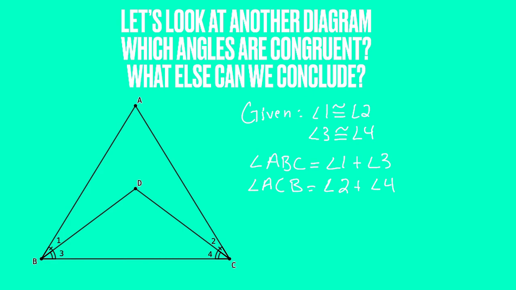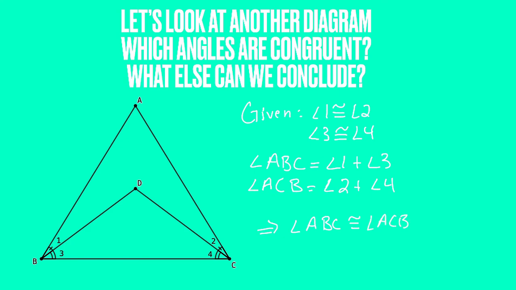Well, interestingly enough, if I look at both of those parts, 1 and 2 are congruent, and 3 and 4 are congruent to each other. That's going to end up meaning that I am taking the same values, the same numbers, and adding them up on each side. This is going to allow us to conclude that those larger angles are congruent. Angle ABC would have to be congruent to angle ACB.